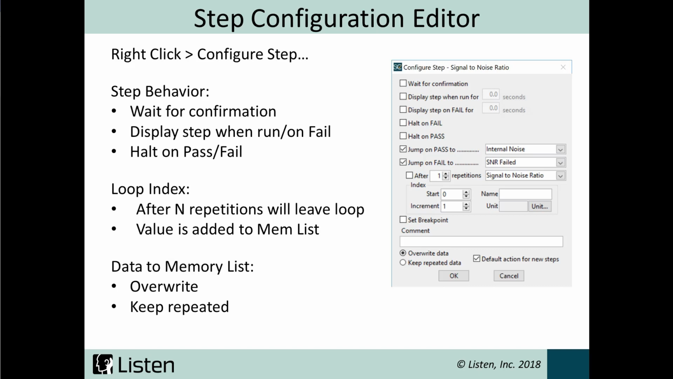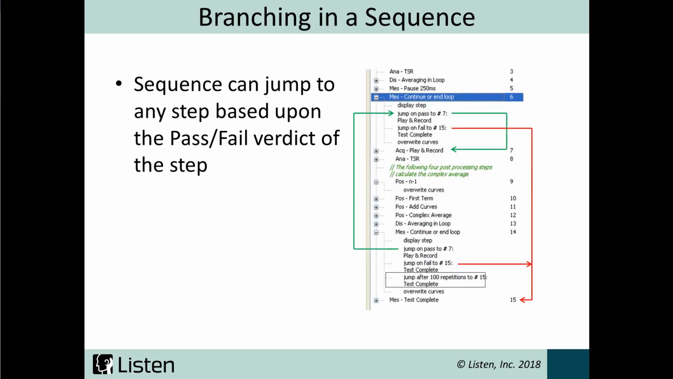Here's an example of a sequence where we have step logic configured. Clicking on the plus sign next to the step name will display the configuration of that step. Step 6, which is highlighted at the top, shows that it will jump on pass to step number 7, and on a fail it will jump to step 15. We follow this logic down after step 7, and we get to step 14. If this step passes, it jumps to 7, or jump on fail to step 15, which will complete our sequence. On this step, the loop index is also enabled. After 100 loops, regardless if step 14 passes or fails, it will always jump to step 15.